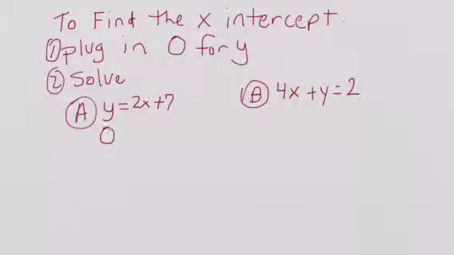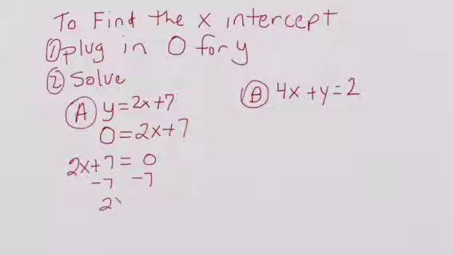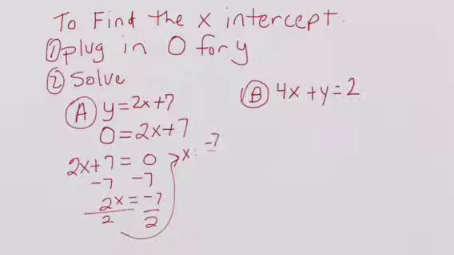We're going to put 0 in for Y: 0 is equal to 2x plus 7. Is the variable on the left? It's not, so we're going to do symmetrical. 2x plus 7 is equal to 0. Zero pair out the 7. 2x is equal to negative 7. Divide by 2, divide by 2. So x is going to equal negative 7 halves. So our x-intercept is going to be negative 7 halves, 0. That's where this graph crosses the x-axis.